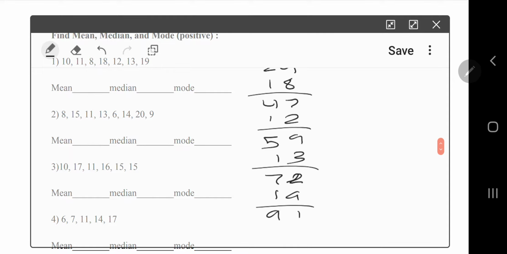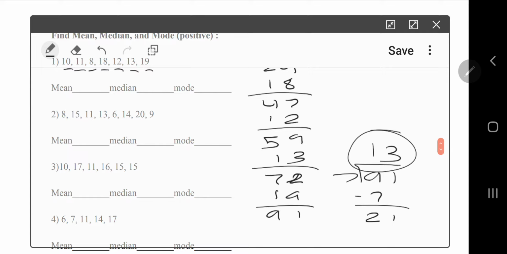And now we count how many numbers there are. 1, 2, 3, 4, 5, 6, 7. So there's 7 numbers. Oh, sorry. Okay. So we divide 91 by 7. 91 minus 70 leaves 21, and 7 times 3 is 21. So our mean is going to be 13.